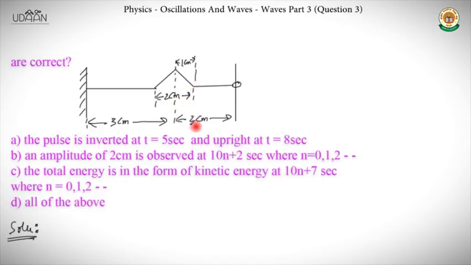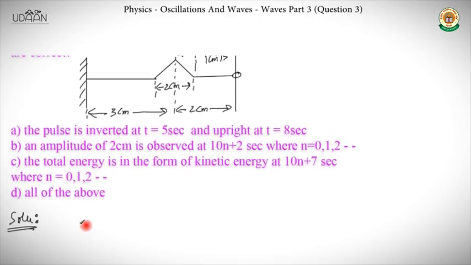If you observe clearly, the maximum point of the pulse is at a distance of 2 centimeters from the open end, and the speed of the pulse is 1 centimeter per second to the right. So within 2 seconds the pulse will be hitting the open end. But let's just see how the pulse is after 1 second, so that you can easily understand how the amplitude changes when it hits the open end.